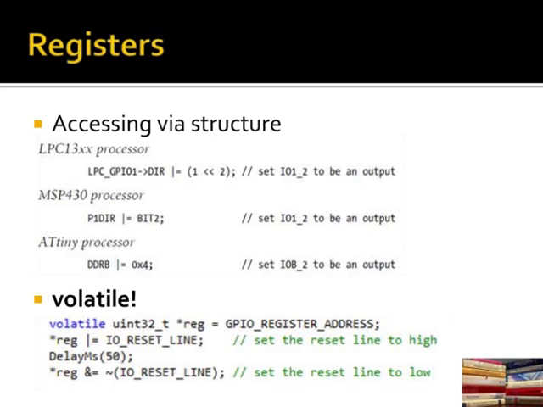All registers should be marked as volatile, and usually they are in that header file you got from the vendor. And while I'm not going to talk about interrupts at all, global variables shared between interrupts and normal code should also be marked as volatile.